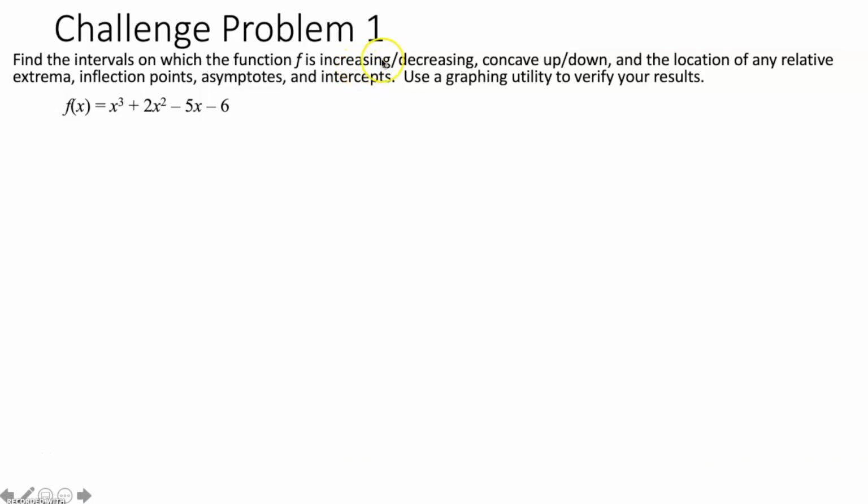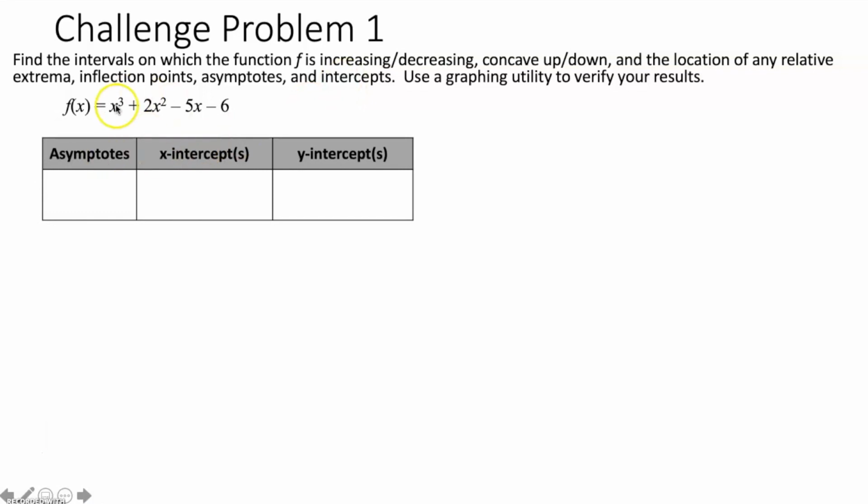So we figured out the intervals on which the function is increasing or decreasing, concave up or down, and we've determined any relative extrema and inflection points. We now need to figure out the asymptotes and the intercepts. So vertical and horizontal asymptotes require either a trig function or a rational function. Here we don't have either of those. Because there's no numerator or denominator here, we can't have a vertical or horizontal asymptote. So we say there is no vertical asymptote, there is no horizontal asymptote here.